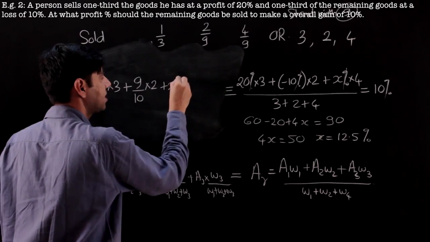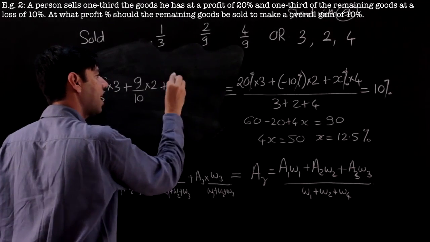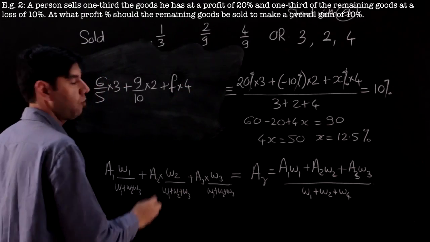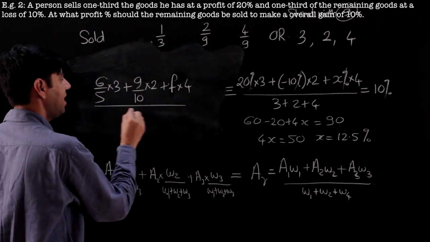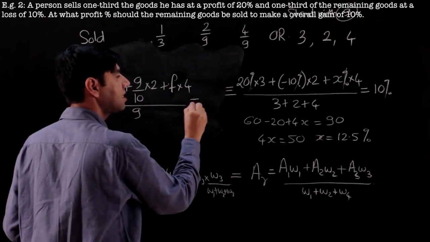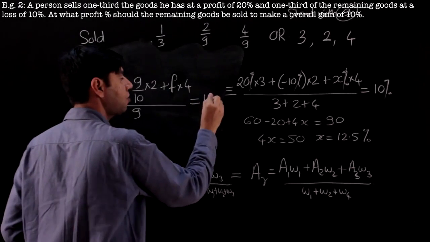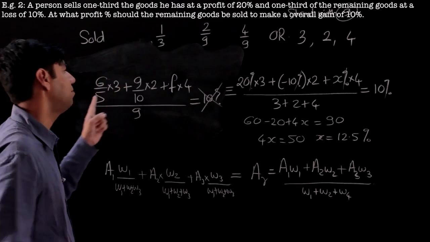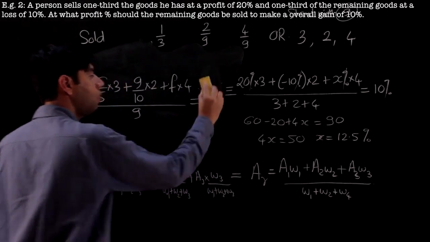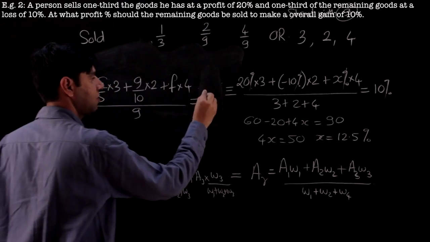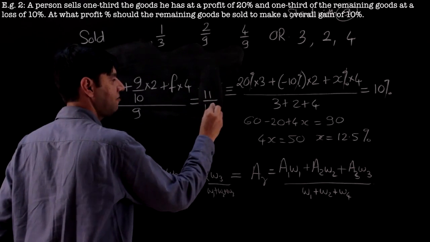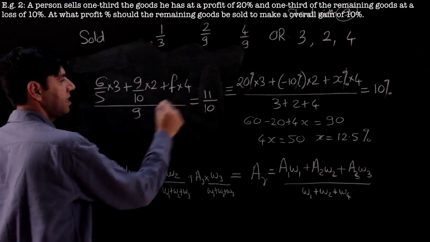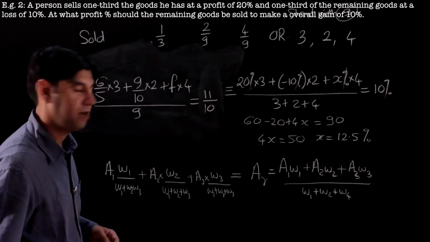Plus I do not know x, which I'll write this time as a fraction just to remind me that I'm working on multiplying fractions, into 4 divided by the sum of weights, that is 9. I've done it. And remember, be consistent. You cannot put a 10% here. This will be wrong. If you are working with multiplying fractions, throughout you have to have a multiplying fraction. So here the multiplying fraction related to 10% profit will be 11 by 10.